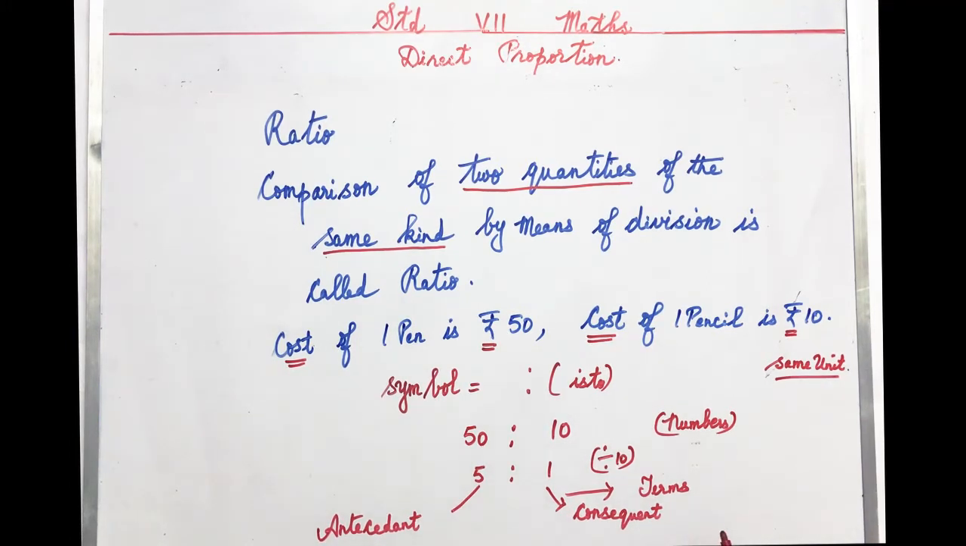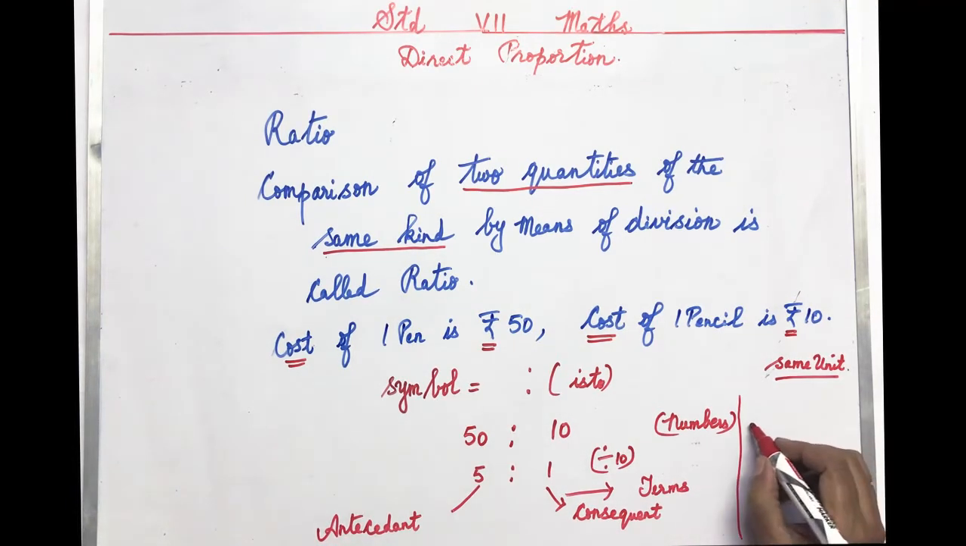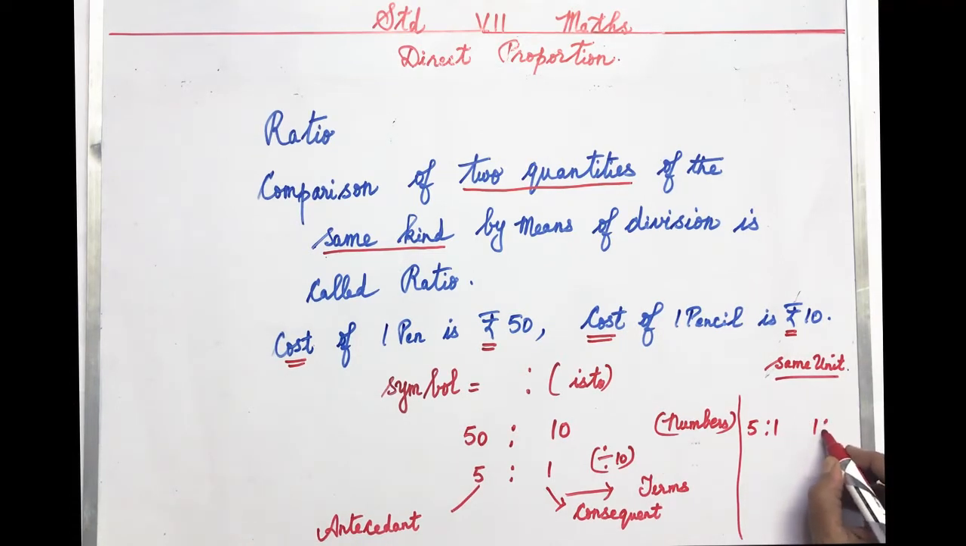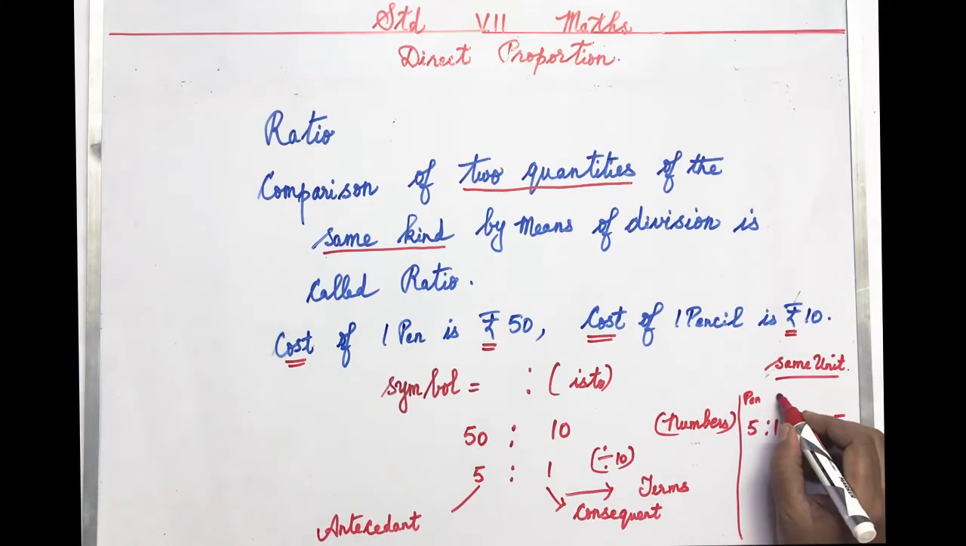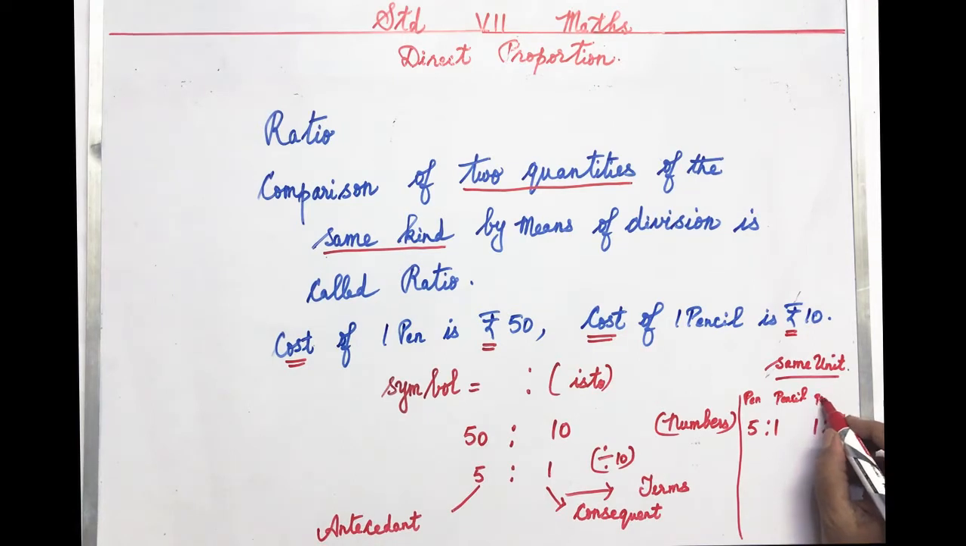Then order of the terms is very important in the ratio. What is the meaning of order? 5 is to 1. We should not write it as 1 is to 5. Because this is the cost of the pen and this is the cost of the pencil. This we cannot change and write it as this is pencil and this is pen. So order of the terms is very important. So 5 is to 1 is not equal to 1 is to 5.